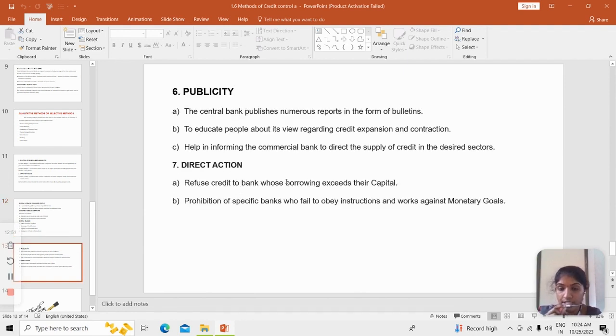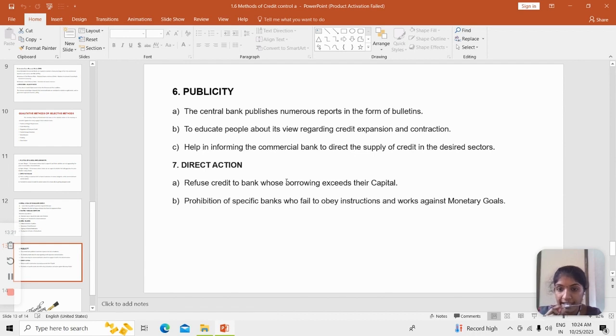And the next one is publicity. Publicity means every bank's information should be publicly available because they want to educate the people regarding credit expansion and contraction, and the interest rates provided by different types of banks for loans and advances as well as for deposits. Such general information should be publicly available in order to educate and inform the people.